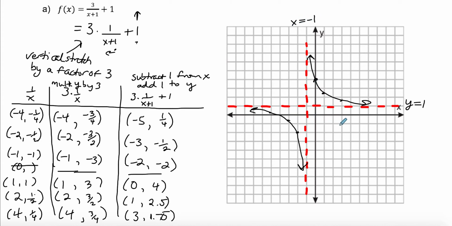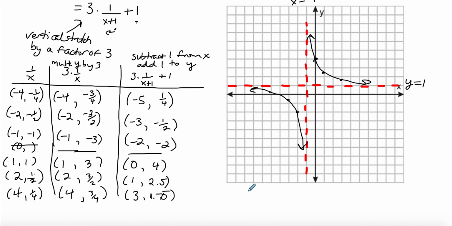So if I was going to look at my domain and range, let's just talk about that. My values y can never equal 1, and x can never equal -1. Otherwise, all of the other points on the graph are fine. So the domain is the set of x such that x can never equal -1, and x is an element of all real numbers.